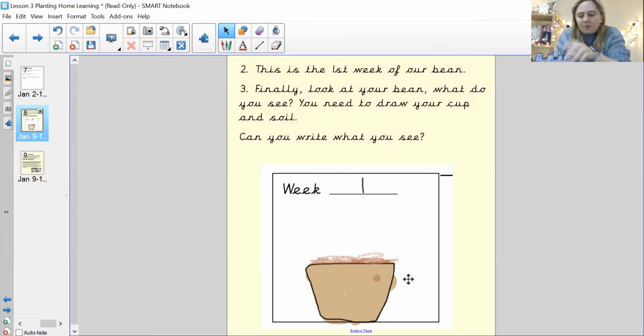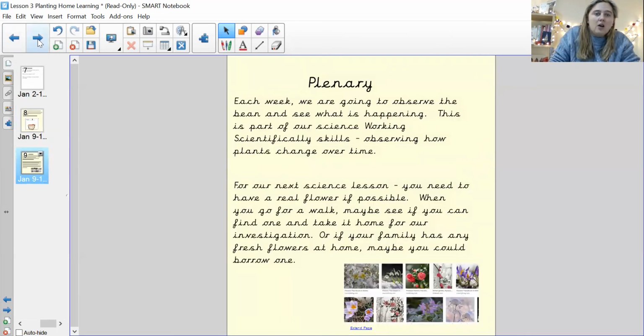Week 1 looks like this. A pot with some soil in, and there's nothing coming out. There's nothing there, is there? I'd like you to draw this for me, please. Okay. Pause me now and do that. You can colour it in too. Fantastic. Well done, everyone.